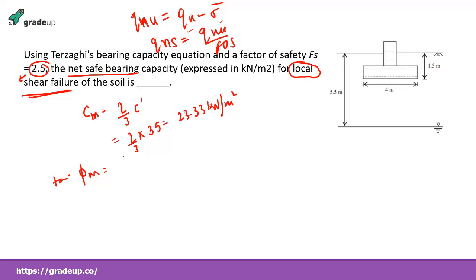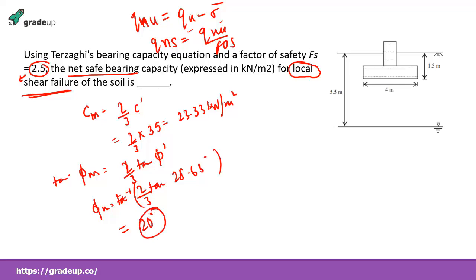tan phi m we have 2 by 3 times tan of phi dash. Now phi dash angle is given as tan of 28.63 degree. Now phi m will be tan inverse of this, so we'll use this. So we'll get this phi m as 20 degree. So we have to use the NC, NQ and gamma values corresponding to this 20 degree, not 28.66 degree.